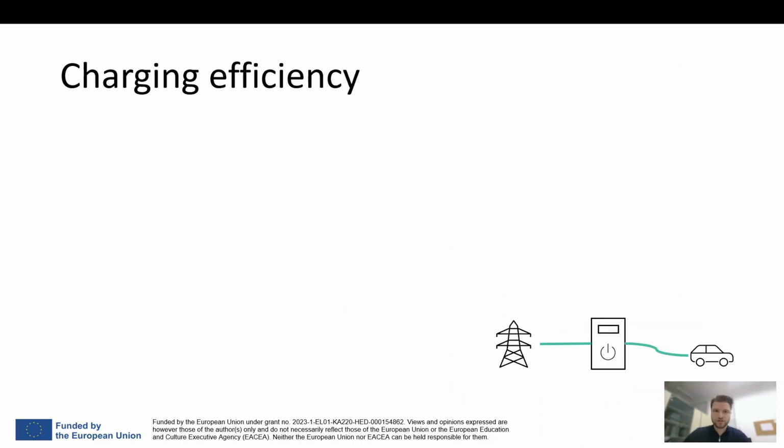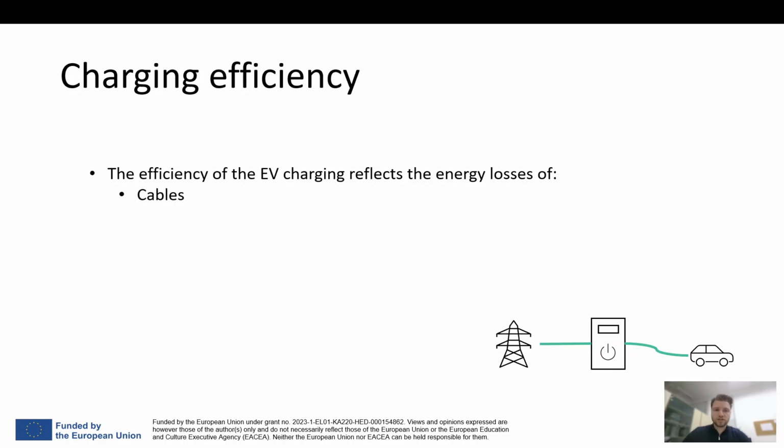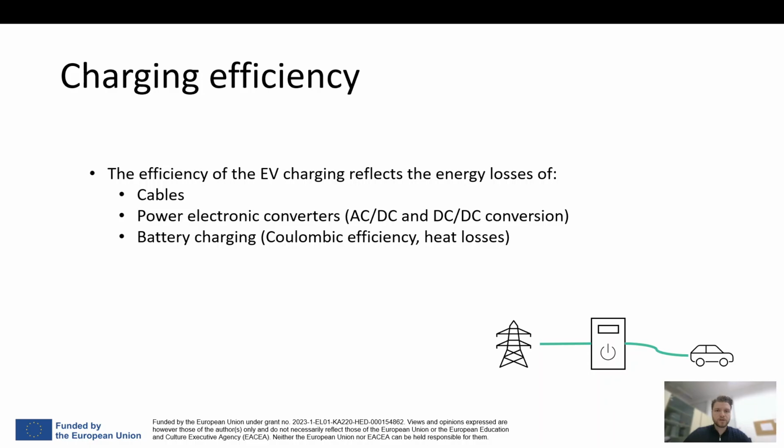But it is worth knowing that the battery state of charge can impact the charging power of the electric vehicle at higher charging rates. Now, let's talk a little bit about the charging efficiency. There are multiple elements where energy losses occur. Firstly, we have the cables with which the electric vehicle is connected to the electric vehicle supply equipment, and also the cables from the electric vehicle supply equipment to the rest of the distribution grid. Then we have the power electronic converters, the AC to DC and the DC to DC conversion.